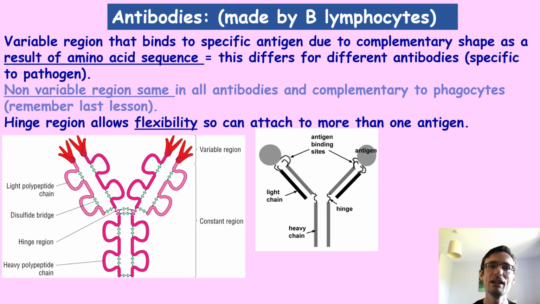So what do you need to know? You need to know you've got a variable region that binds to the antigen through a complementary shape due to the amino acid sequence, and that will be different. It's specific to each pathogen. There is a non-variable region, which is the same, and it always attaches to phagocytes. And then you've got the hinge region, which allows flexibility, so it can attach to more than one antigen at a time.